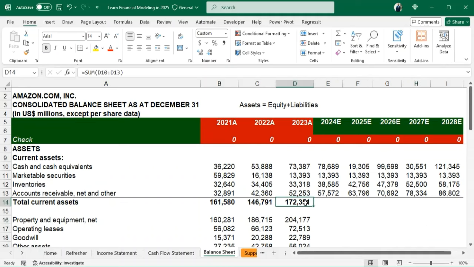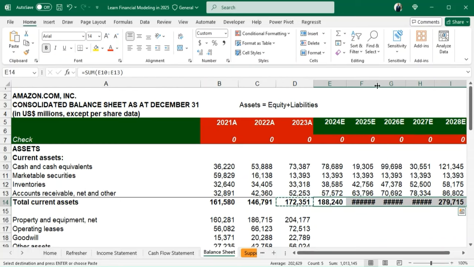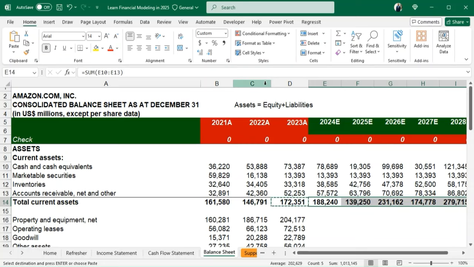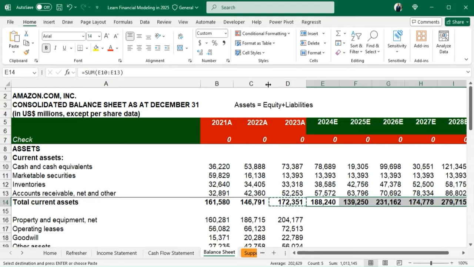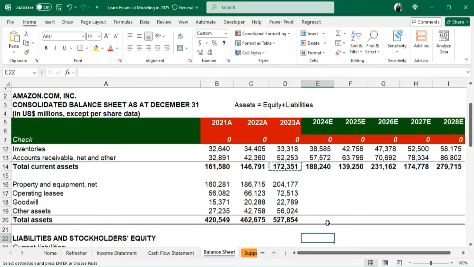Then quickly we can copy this sum formula from the right. So let's copy that and paste it to the right using Control V. All right, so let me expand this a little. Okay. So I just resized the columns. So that is that for our current assets. Now we come to our non-current assets.